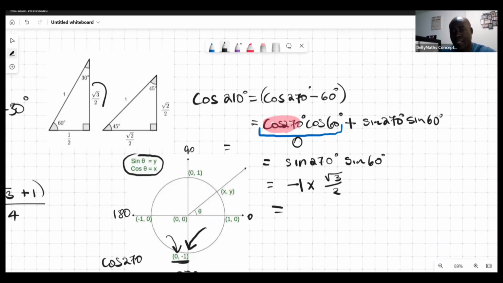My final response, I do have negative root 3 over 2, and that is cos 210 degrees. I could just conclude that it is negative root 3 over 2. And there we go. Let's look at another one.